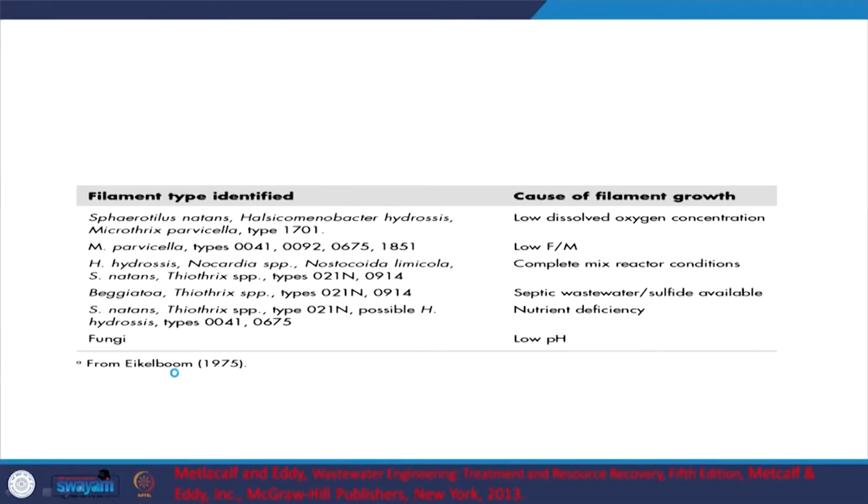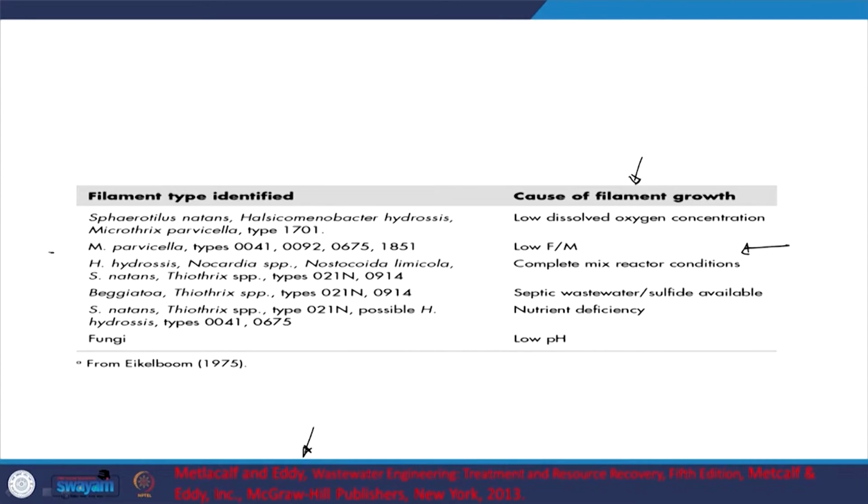And let's look at some aspects. This is from Metcalf and Eddy. As I mentioned, different sources, different aspects, but there are some aspects where there is considerable agreement. So here we are looking at causes of filament growth. Most often we look at low F by M, pretty low F by M.